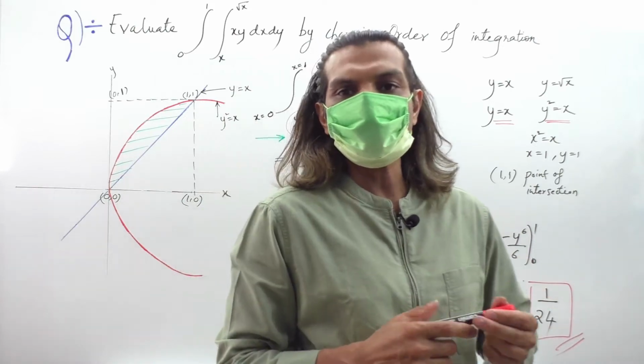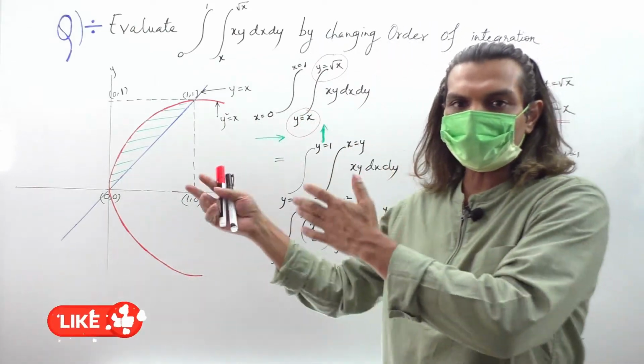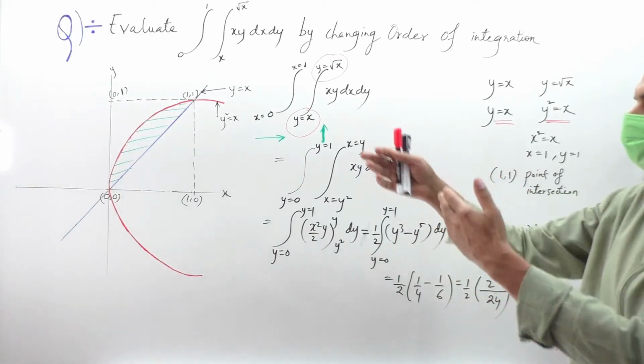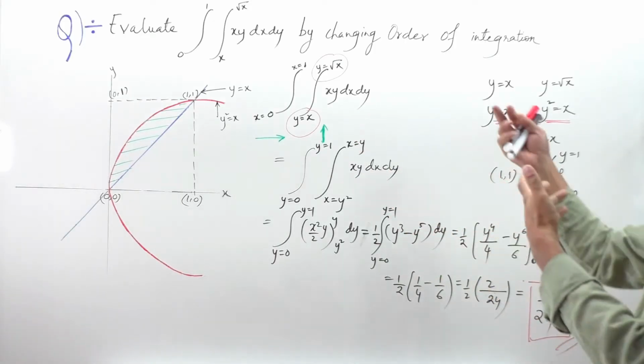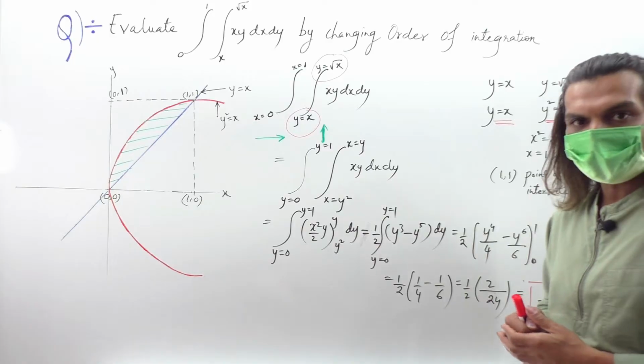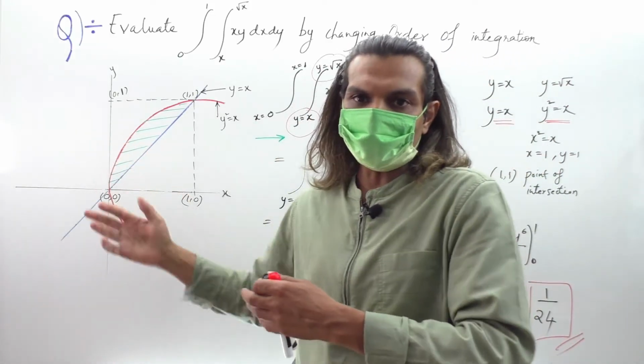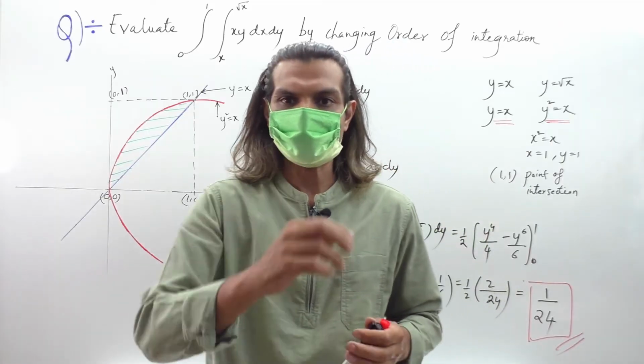So I hope you understood how this problem on change of order is solved in a very easy way, like this, by drawing the graph and finding the lower limit and top limit of the equation. Okay, to conclude, let me compare this problem with a life example.